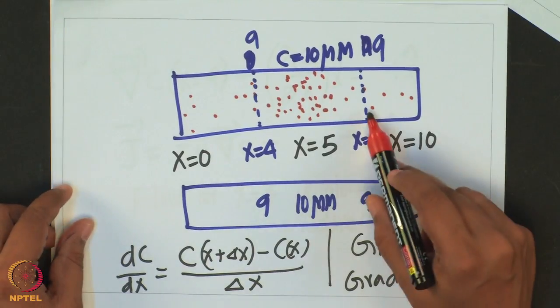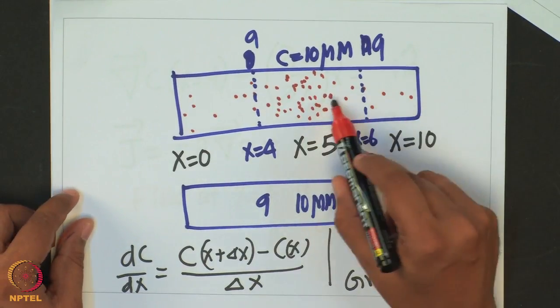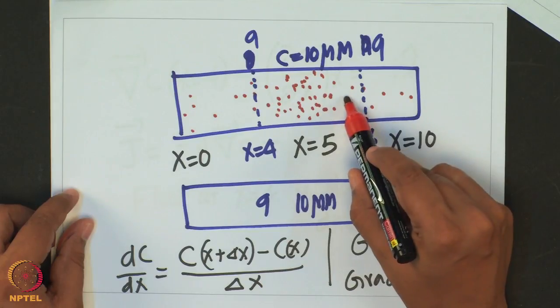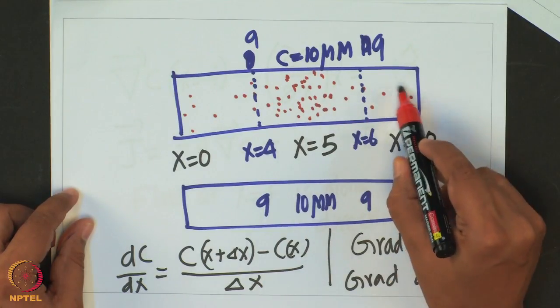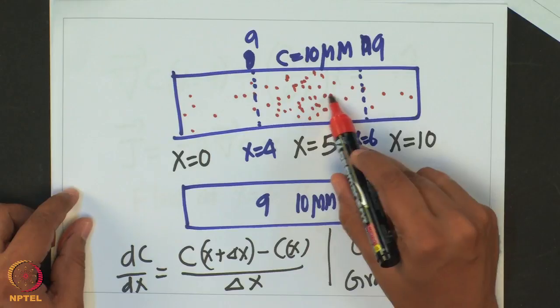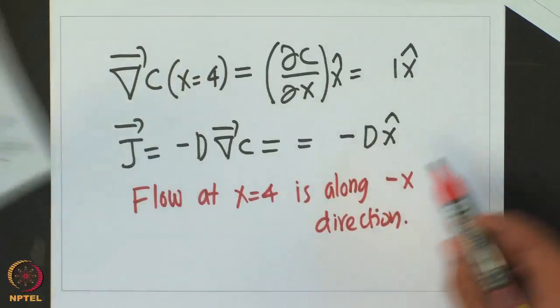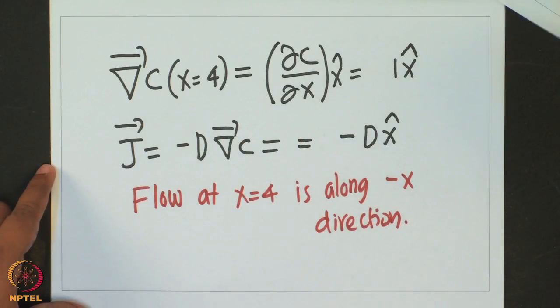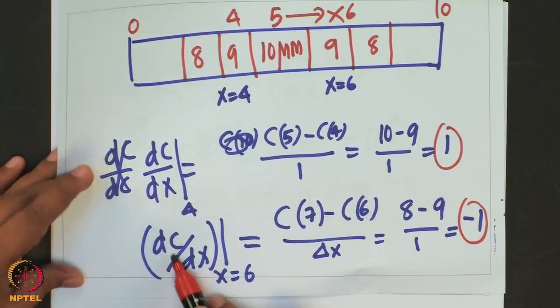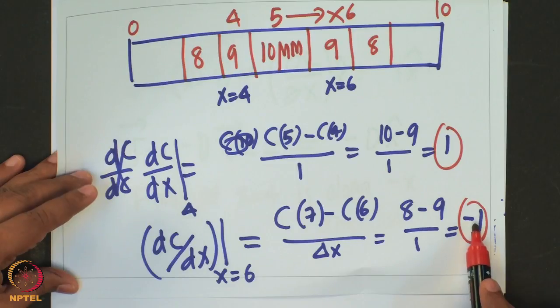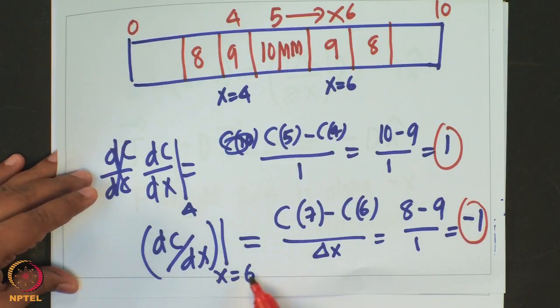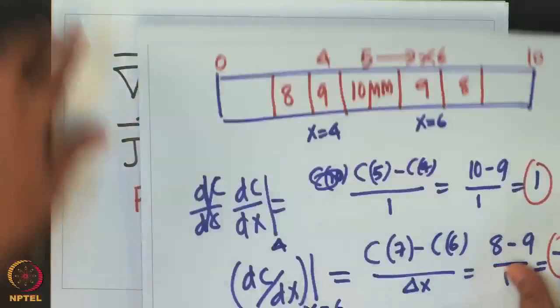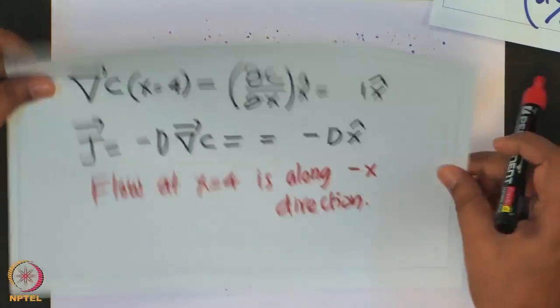Now let us look at x equal to 6, where the flow has to be along the plus x direction, because there is higher concentration here and lower concentration here. So the flow has to be from here to here, along the plus x direction. If I do the same thing at x equal to 6, we already found that dC by dx is minus 1.